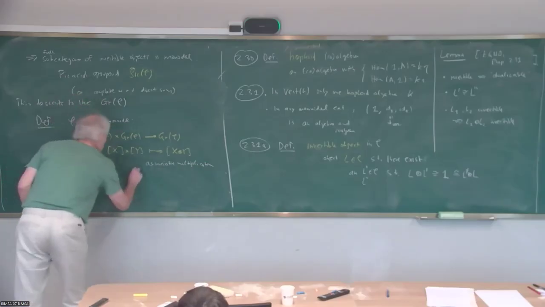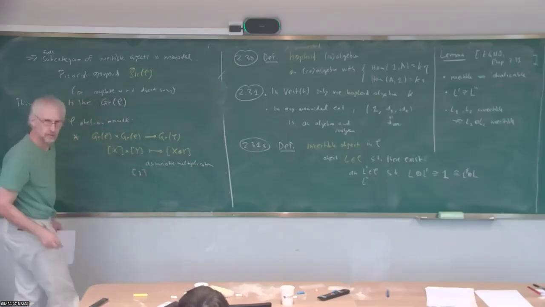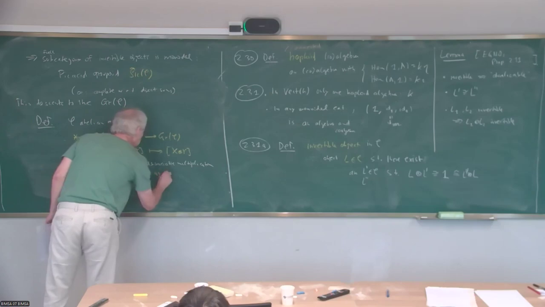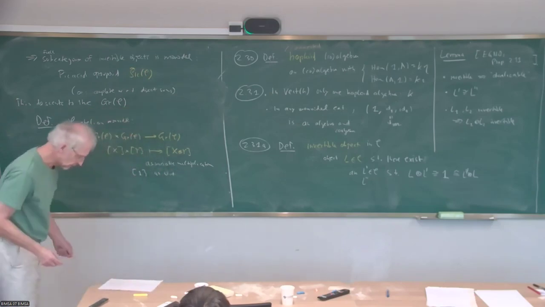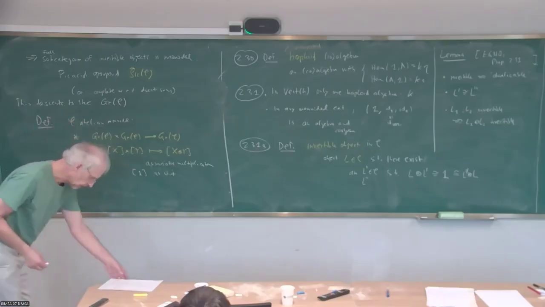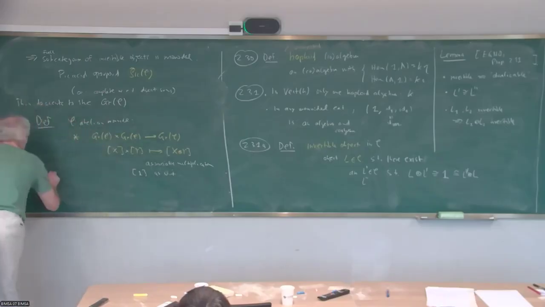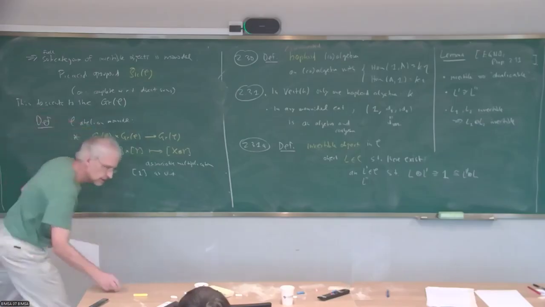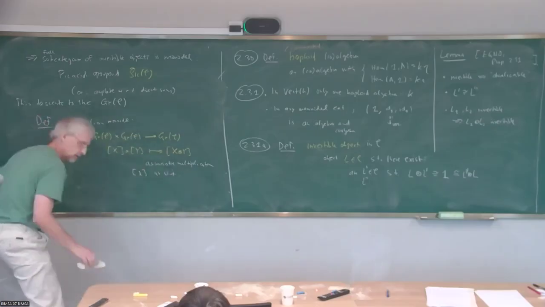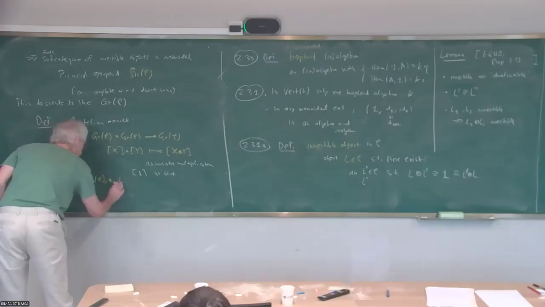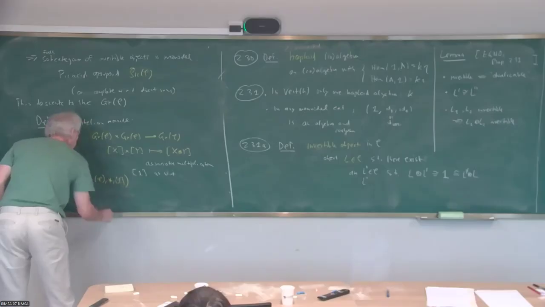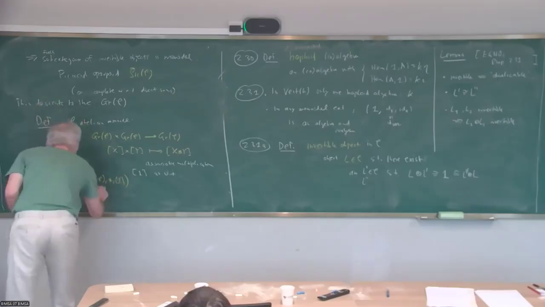And also, it has the class of the tensor unit as a unit. So this endows the Grothendieck group with a multiplication. Let me formulate this as a lemma. If I take a Grothendieck group together with this multiplication and the class of the unit element, then this is a unitary ring.